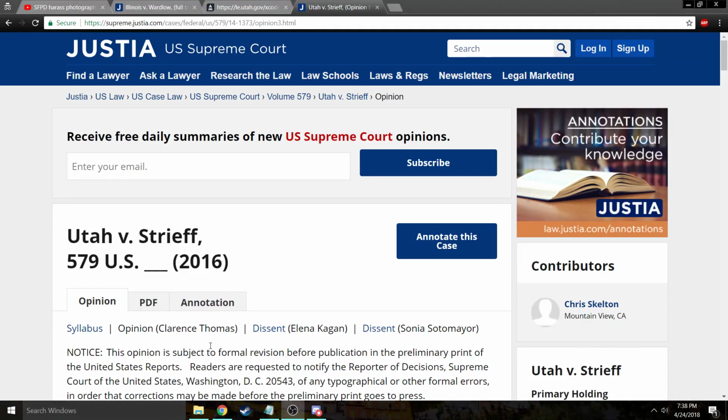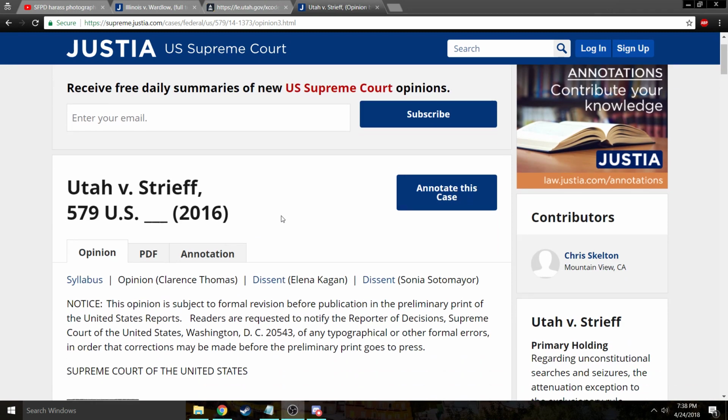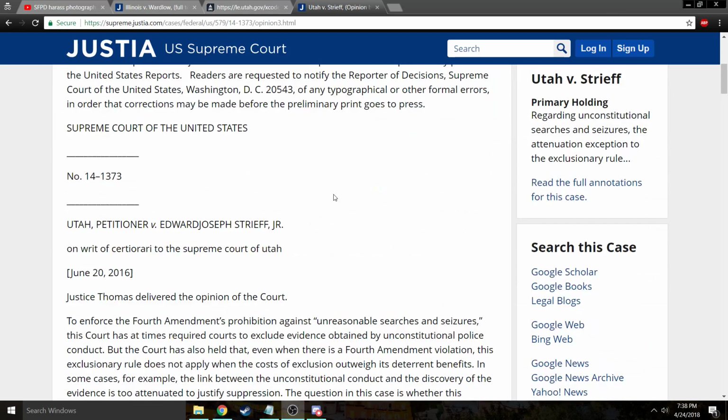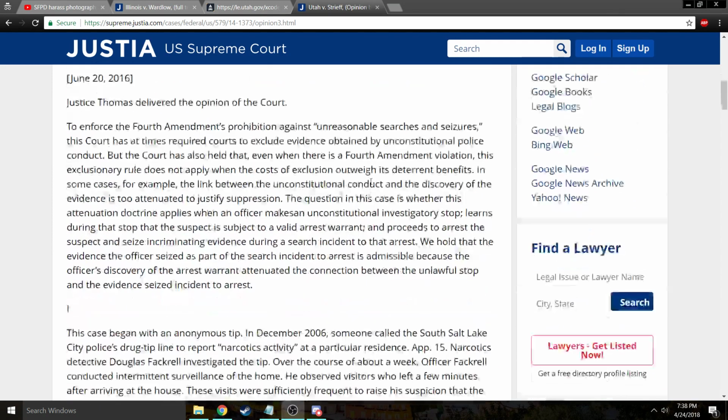So this is Utah v. Streif. It is a 2016 Supreme Court decision. It's on the Attenuation Doctrine, and the reason why I'm bringing it up is because, well, we'll see.